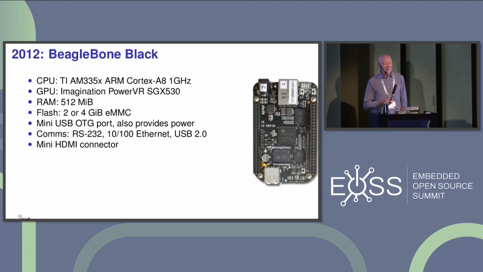2012, BeagleBone Black. So I love the BeagleBone Black. I still use it for some of my classes even now because it's a really nice little package. It's easy to get to. It's nice and open. So yeah, nice little board. Still a single core 32-bit ARM, but that was kind of typical of the day. It had a GPU. I think this was the first board I had with a GPU on it. It's only later on I discovered what you could do with a GPU, but that was there. Half a gig of RAM, two or four gigs of flash memory.